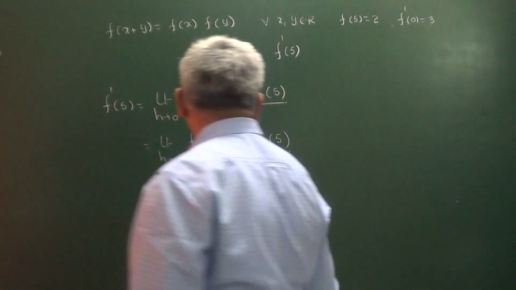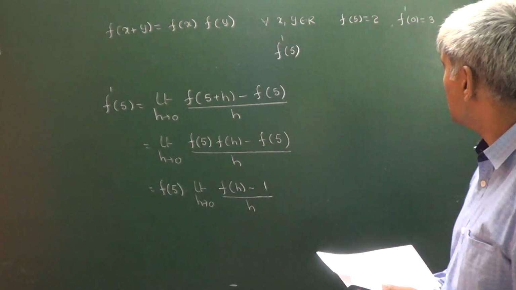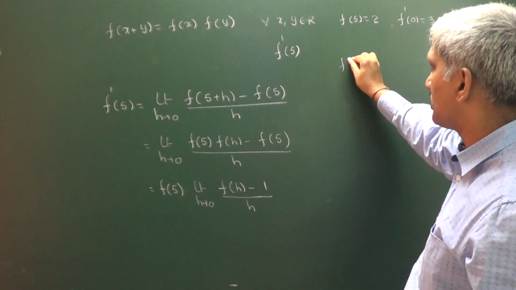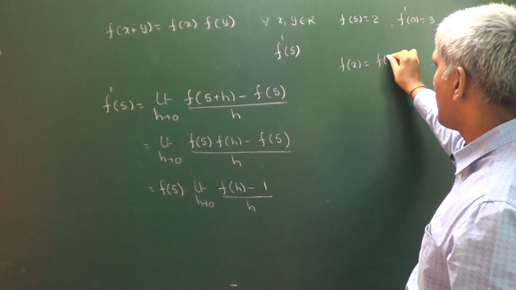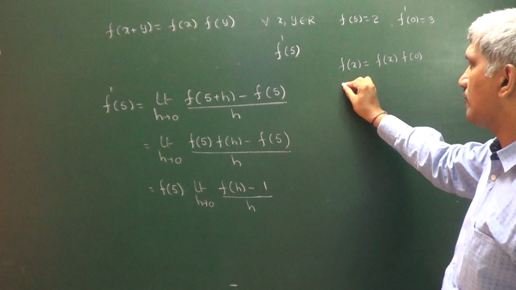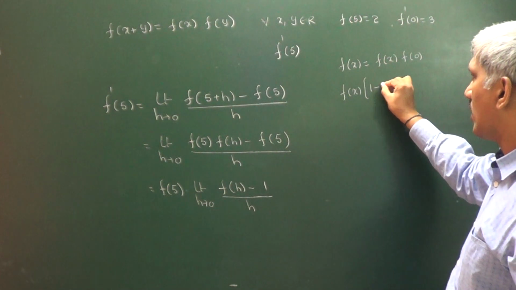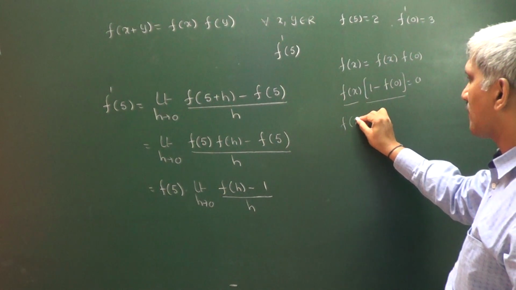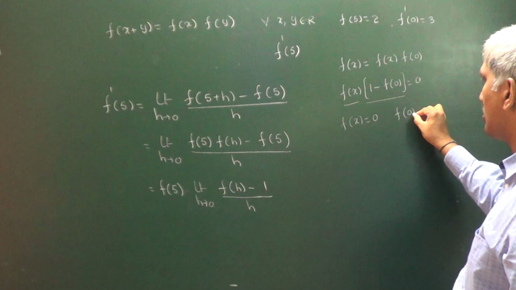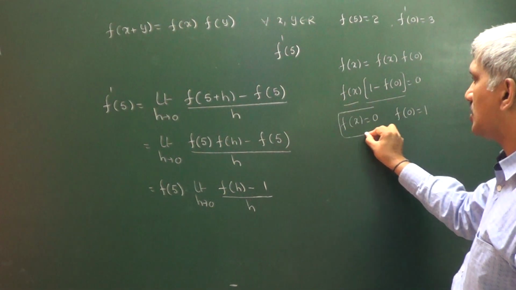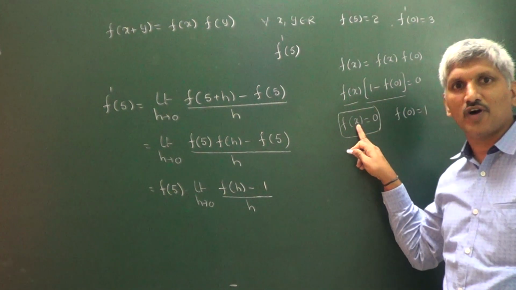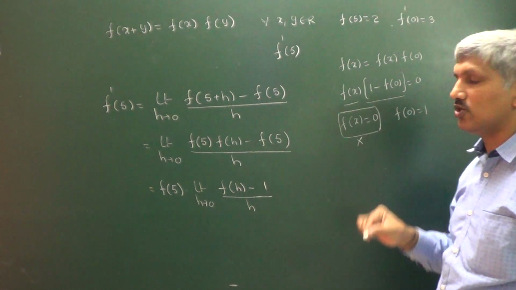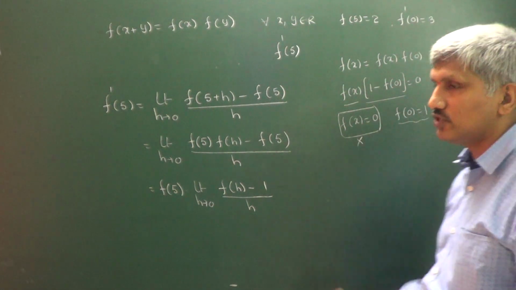So how to find out the value of f of 0? Observe here, I am substituting y is equal to 0. Then f of x is equal to f of x into f of 0. If you take f of x common, we get f of x into 1 minus f of 0 is equal to 0. This product is 0 means either f of x is equal to 0 or f of 0 is equal to 1. But f of x is not equal to 0. If f of x is 0, then f of 1 is also 0, f of 5 is also 0. But here f of 5 is given as 2. That's why f of x equal to 0 is wrong, and the only possibility is f of 0 is equal to 1.